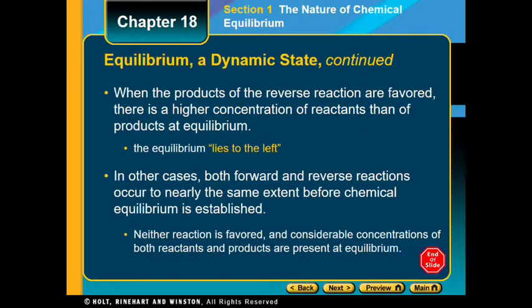So both forward and reverse reactions do occur nearly to the same extent before equilibrium is established, and neither reaction is favored, and considerable concentrations of both reactants and products are present at equilibrium, because again, this will continue to move in both directions.